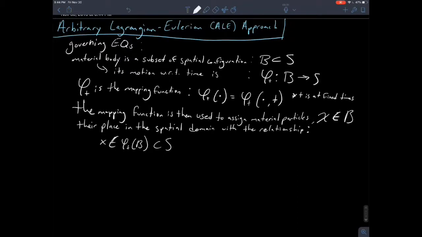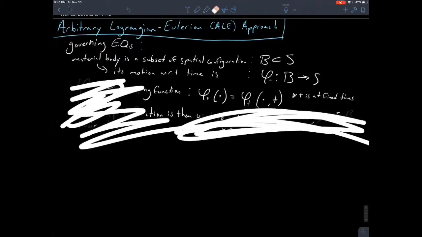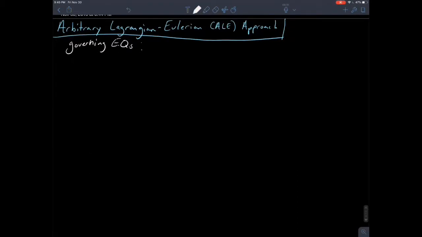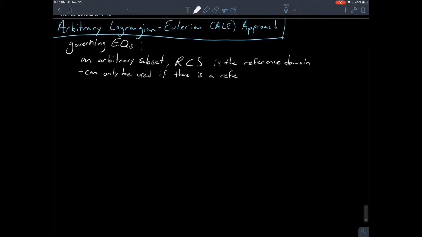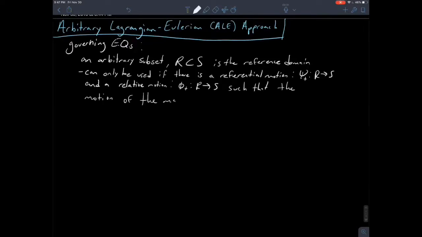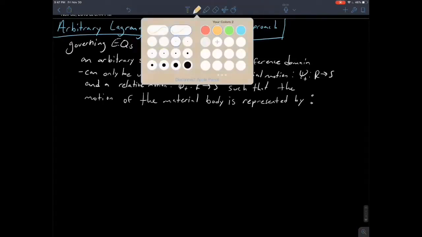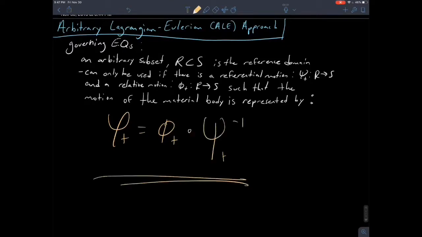Material particles are obviously a part of the body. So this is where the arbitrary comes from. They use an arbitrary subset in order to define the reference domain. This only works, though, if the referential domain and the relative motion can be defined by the equation right there in yellow.